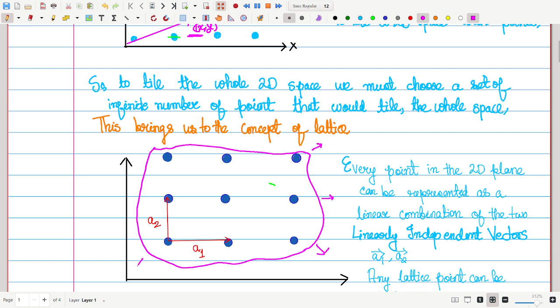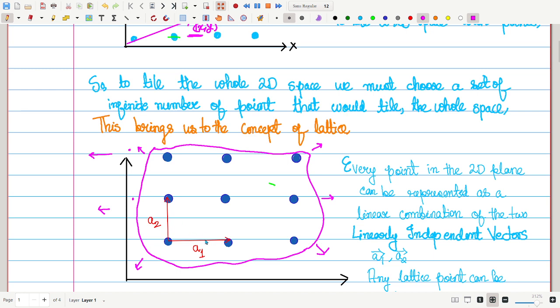It's just a small snapshot of the whole thing. But there are points here, here, everywhere. There are points here, there are points here, and it extends to the infinite 2D plane. So this is the set of points which is described.